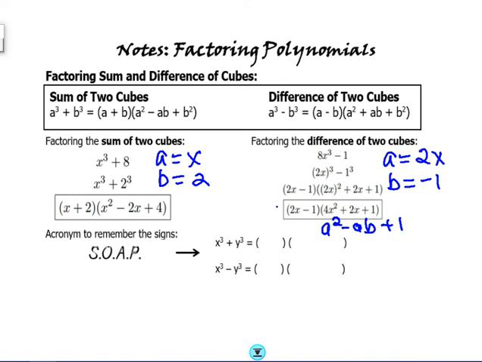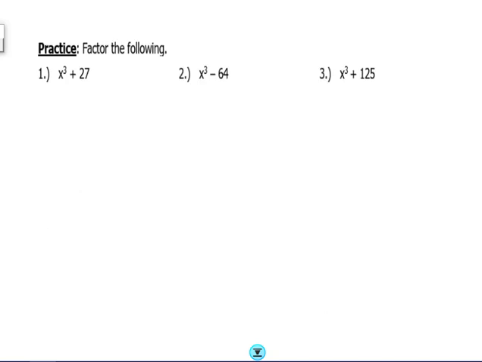So if we were to factor x cubed plus y cubed, we're going to get x plus y, square the first term, opposite multiply, and then square the last term. And then x cubed minus y cubed, it's x minus y, square the first, opposite multiply, and square the second term. Alright, let's look at some examples of this.